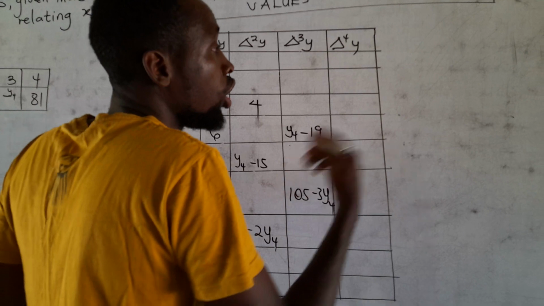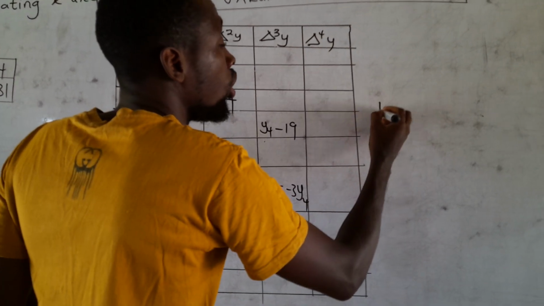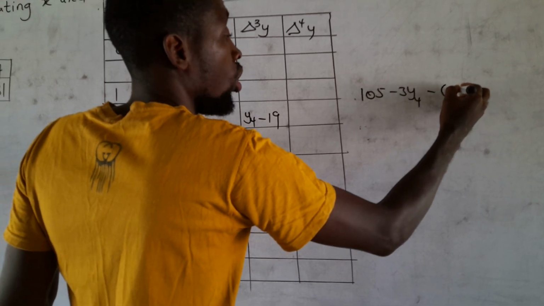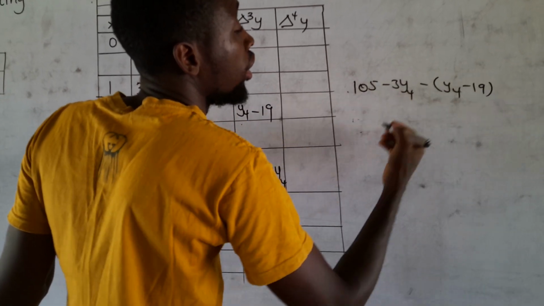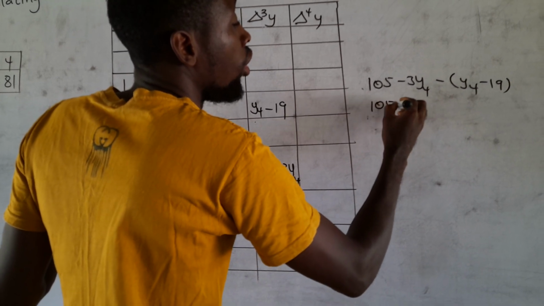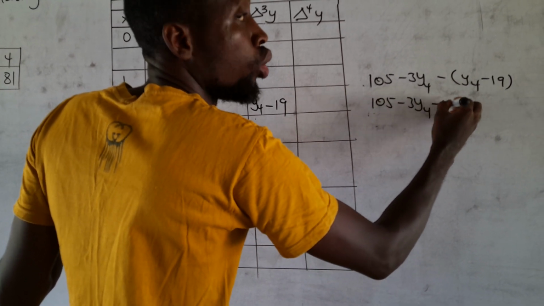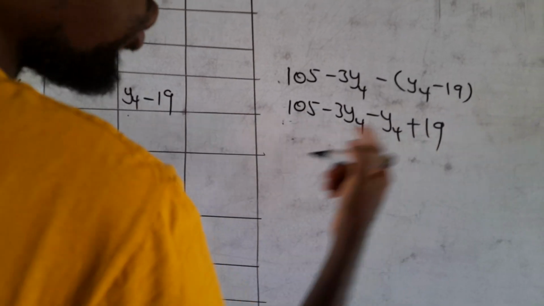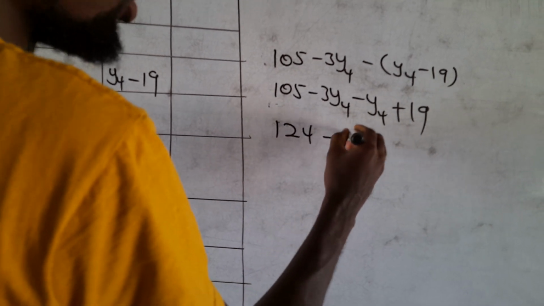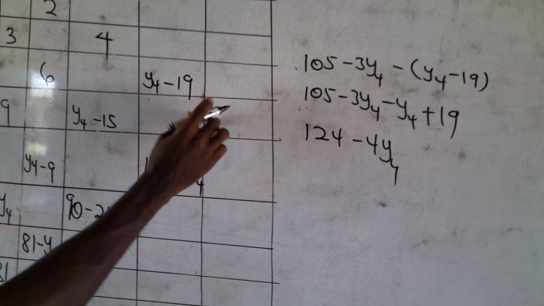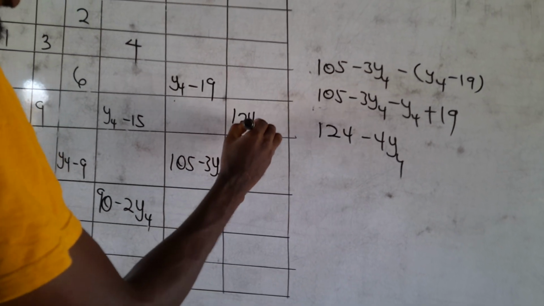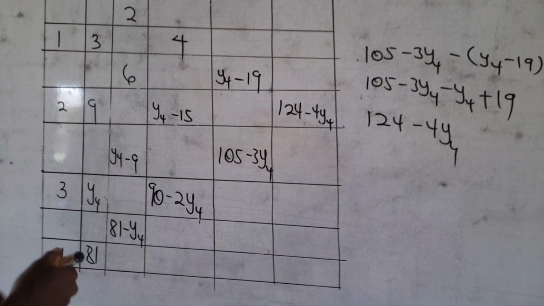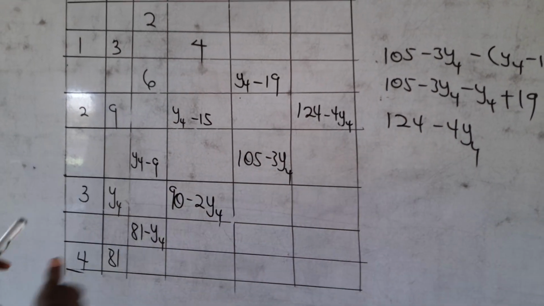So let's try to find. So we have an alternative. So 105 minus 3y4 minus y4 minus 19. So I have 105 minus 3y4 minus y4 plus 19. So add 105 to 19, we get 124 minus 4y4. So we say that the difference here will be 124 minus 4y4, where this is equated to 0, and these are the same. So how do we find our y4?